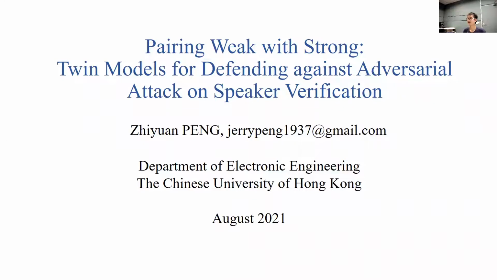This work introduces a defense approach against adversarial attack. The experiments are conducted on speaker verification tasks. Our approach could also be extended for other similar tasks.